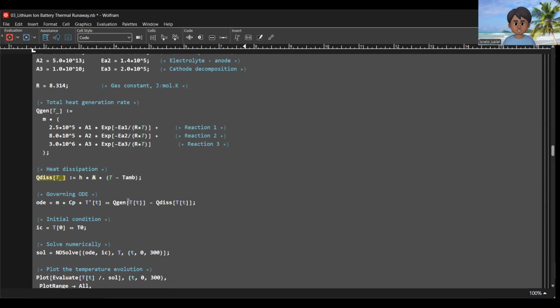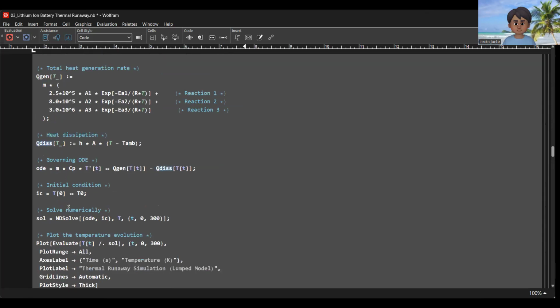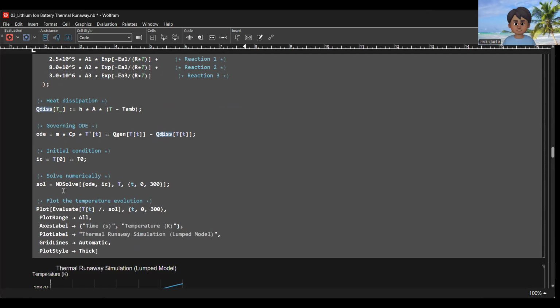We have the differential equation here, this one. So the total amount of heat generated minus the amount of heat dissipated. We have the initial conditions at T sub 0 here. We have the solution here. So for numerical solutions, we use a numerical solution of the differential equation. So we have the ODE, the IC, the initial conditions, and the temperature over time from 0 to 300 seconds.